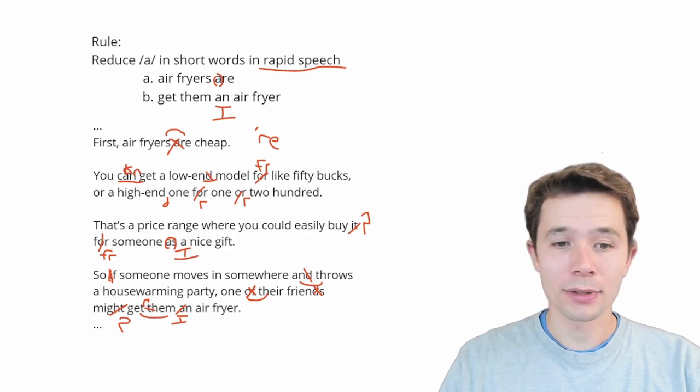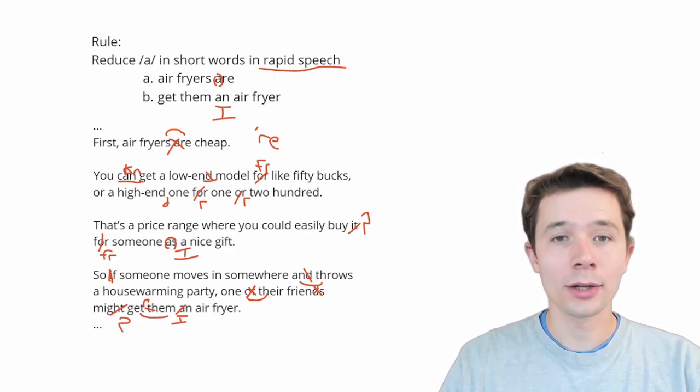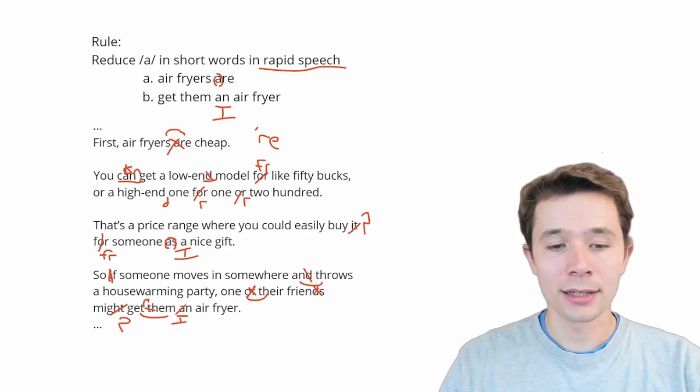First, air fryers are cheap. You can get a low-end model for like 50 bucks or a high-end one for 1 or 200. That's a price range where you could easily buy it for someone as a nice gift. So if someone moves in somewhere and throws a housewarming party, one of their friends might get them an air fryer.